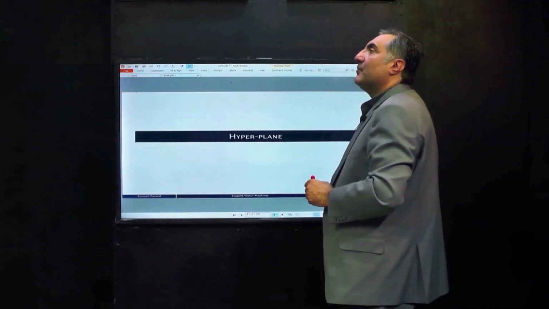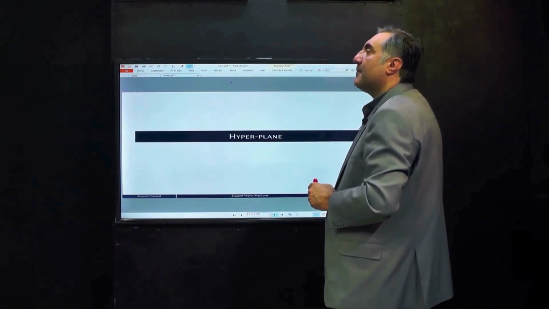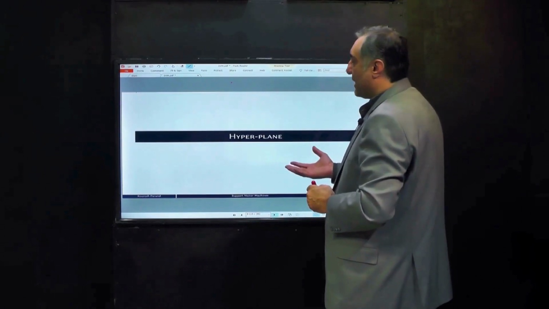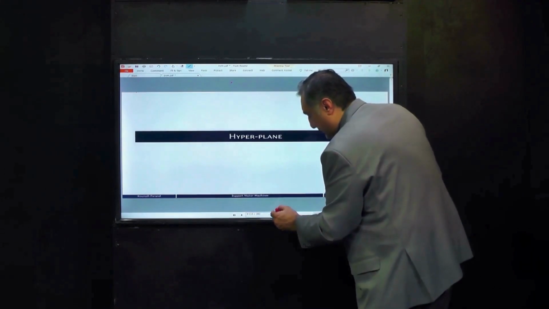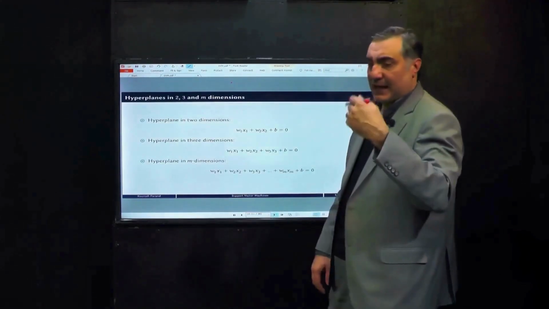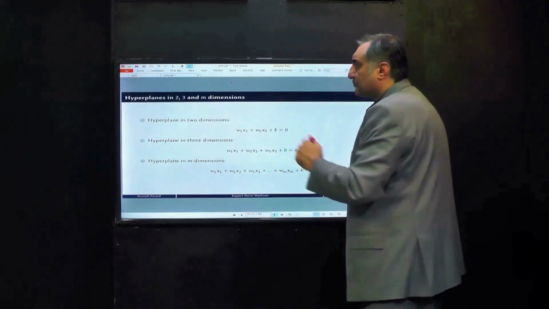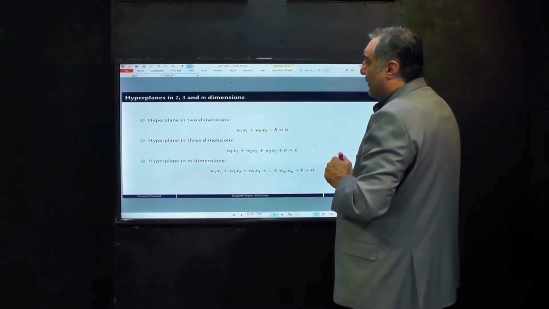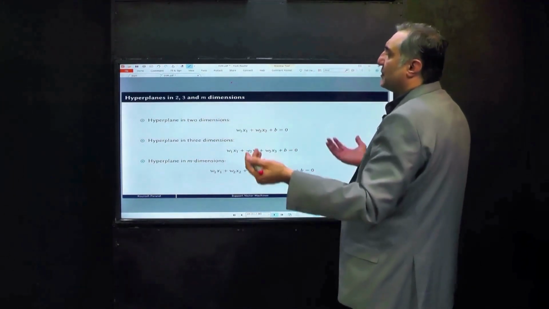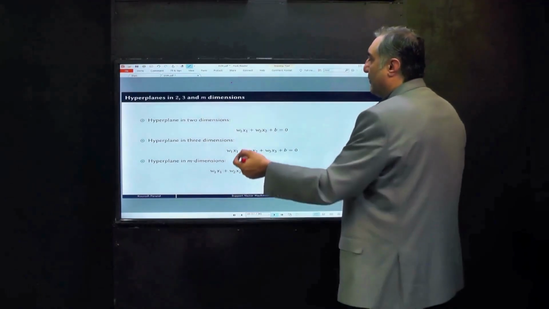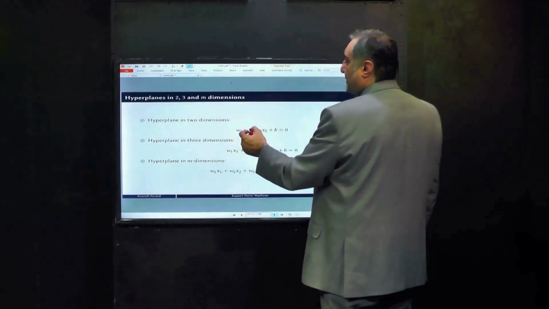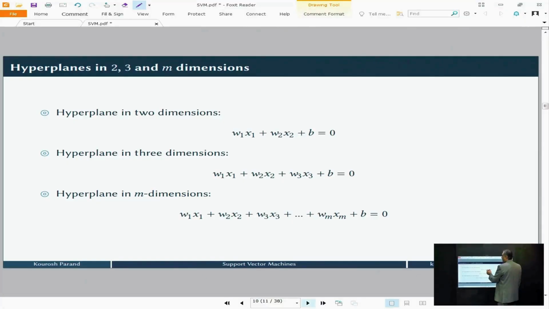Before I get into the concept, there's a mathematical definition. It's the definition of a hyperplane, which all of you know. I explained this in previous sessions as well. It's very simple. What is the formula for a line? In 2 dimensions, it's in the form w1x1 plus w2x2 plus b equals 0.